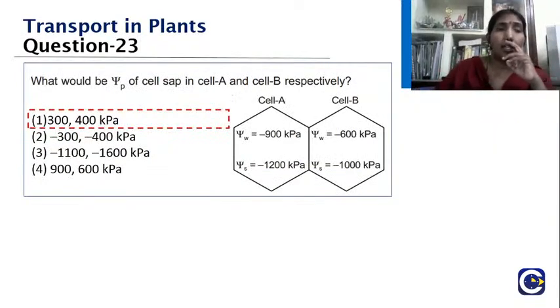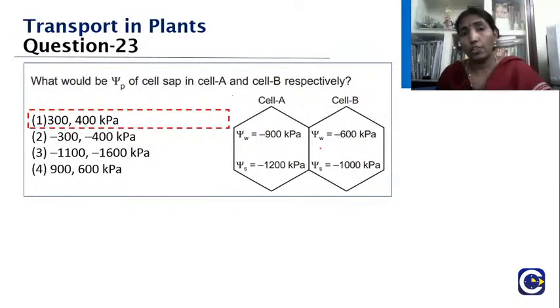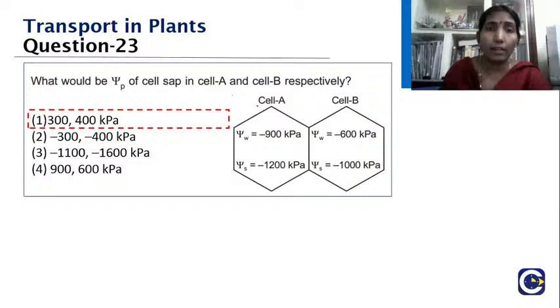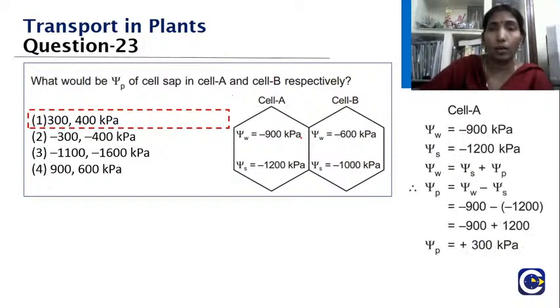Here there is another interesting question where they have given the cell sap. So you see in cell A and cell B respectively, they are talking about the solute potential and the water potential which they have given. They have given them separately for cell A and cell B, and we are going to find out the answer for this. Let me work it out.